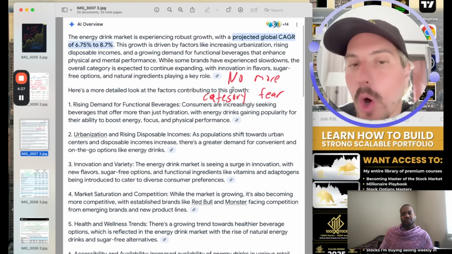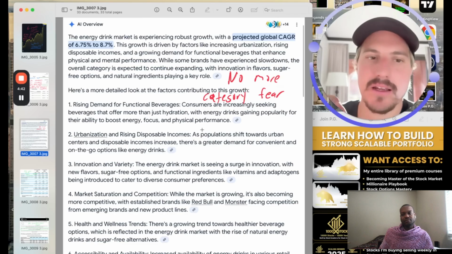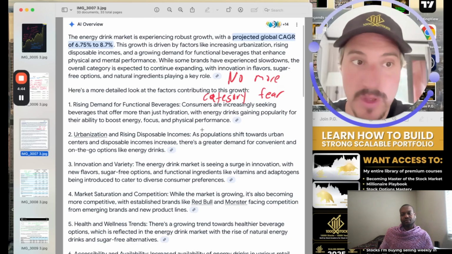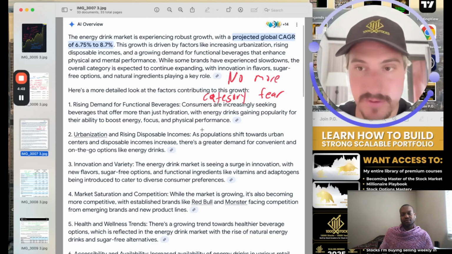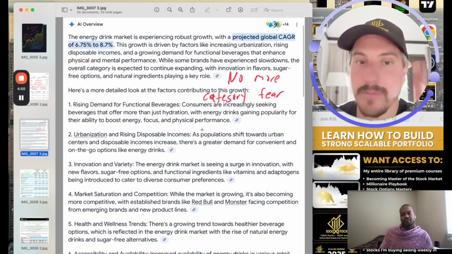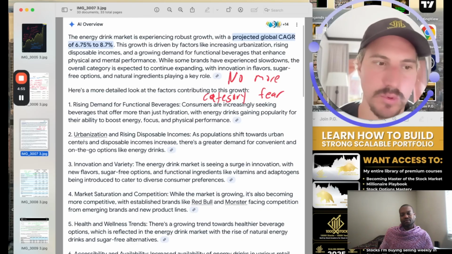Well, we no longer have category fear. Now people are confident again in the energy drink category in general. They're confident that the compounded annual growth rate of the energy drink category is going to be very strong, and that's a fundamental change in regards to that. So that fear, it's gone now at this point in time.